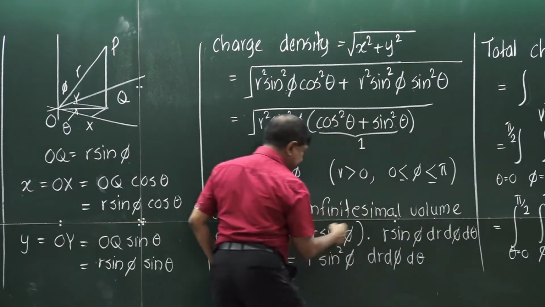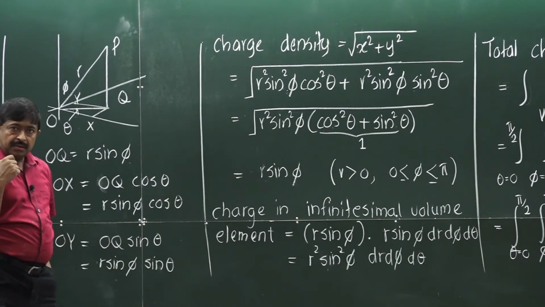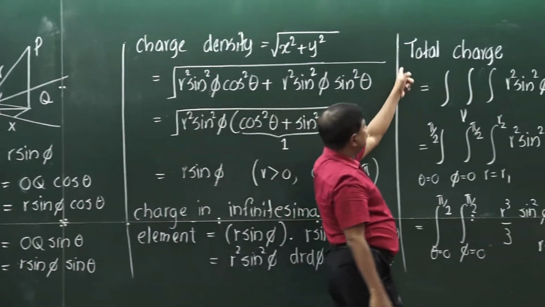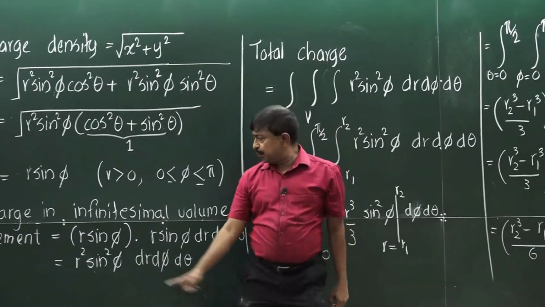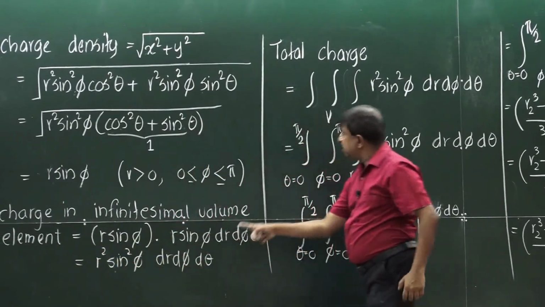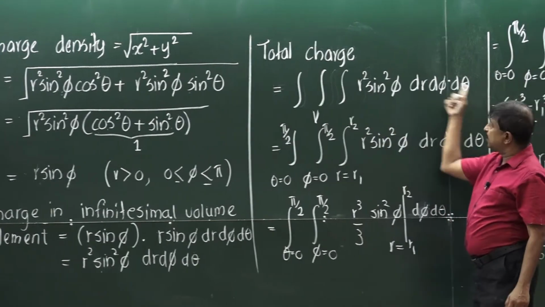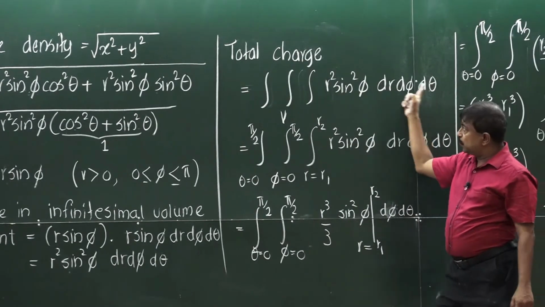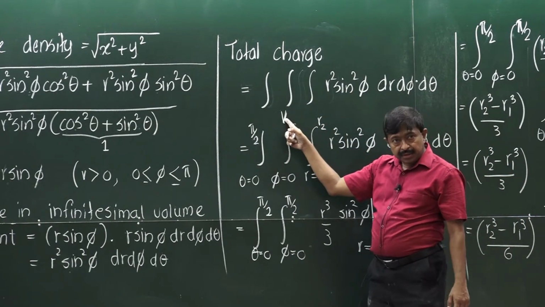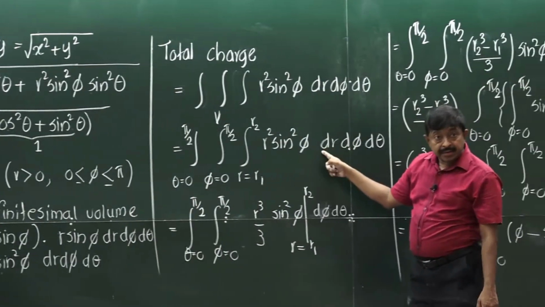So, the product of these two gives you the charge in the infinitesimal volume element. Now, to find the total charge, you have to integrate this infinitesimal charge in the volume V. So, this is the infinitesimal charge. You integrate it, you get the summation in volume V. So, you keep this intact.